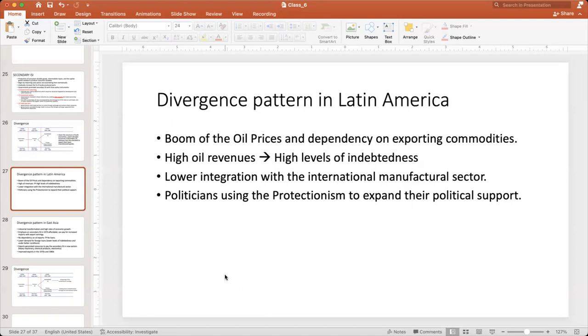But there was another argument here: the politicians used protectionism to expand their political support. So the Latin American politicians used the ISI in order to pursue more expansionary policies to increase their political support, as we explained in the last class.